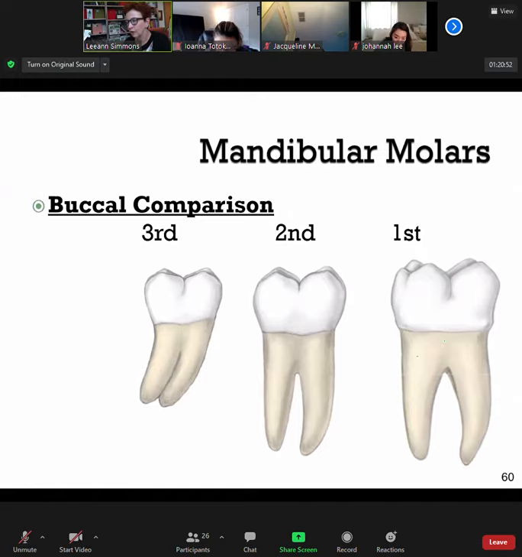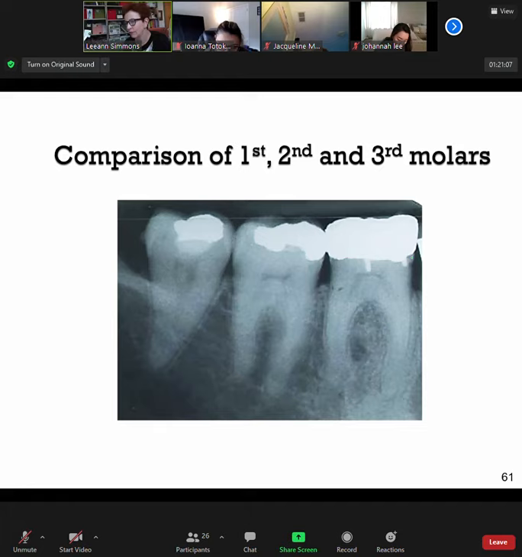So first, second, and third, buccal comparison. Okay, first is largest, second is next, and then the third is the smallest. And we can even see that in real life on our patients. First, second, and here's the fused roots on a third. It won't always be that way. If they don't have fused roots, a lot of times they're very thin, they'll bend and twist, and be very unusual in shape. They don't have this nice bulk of a main root like the first molar and second molar will have.